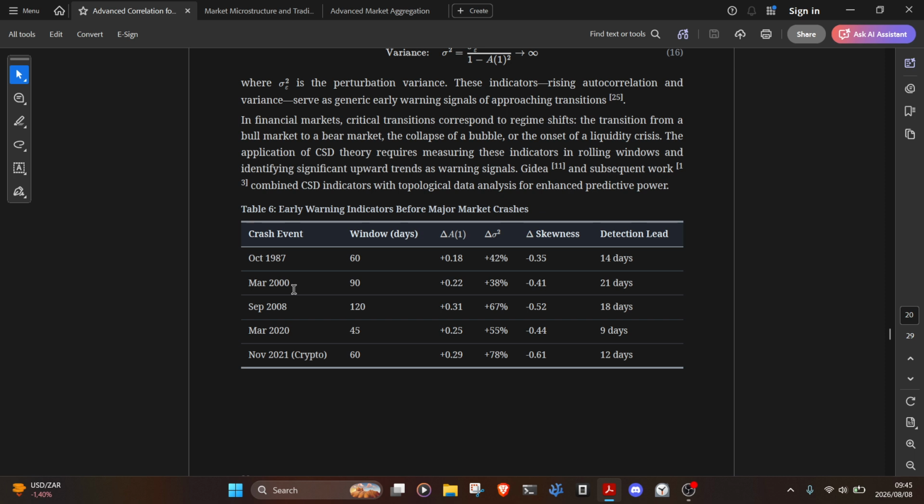November 2021, crypto had a window of about 60 days, delta of A of 1 of plus 0.29, and a delta of sigma squared of plus 78%, and a delta skewness of negative 0.61, and a detection lead of 12 days. Right?